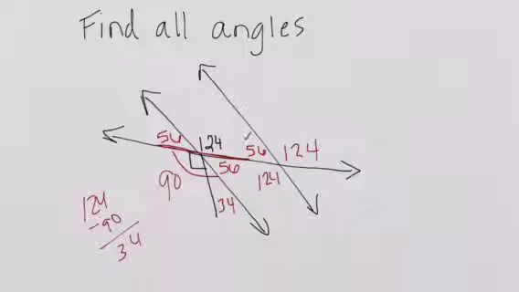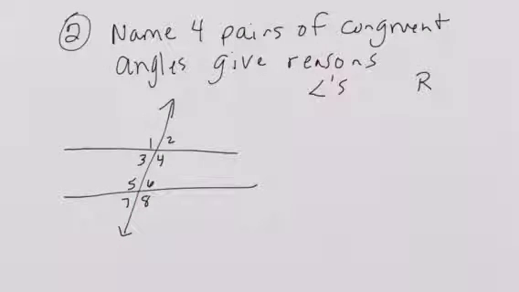These are alternate interior angles. And then this would be 56, and that would be vertical. All right, list 4 pairs of congruent angles and give the reasons.